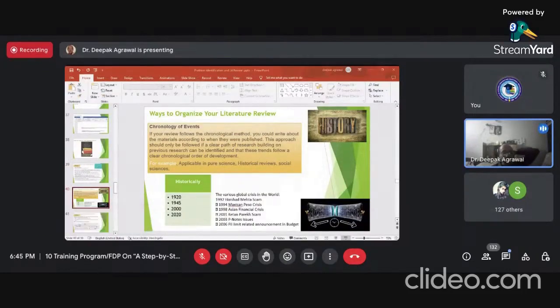So you can see just an example. Like these are the various scams, global crisis. So we have quoted 92, 94, 98, 1, 3, and so on. And we can even add a new crisis or a scam in 2023. You know it very well, due to the bank scam in USA.